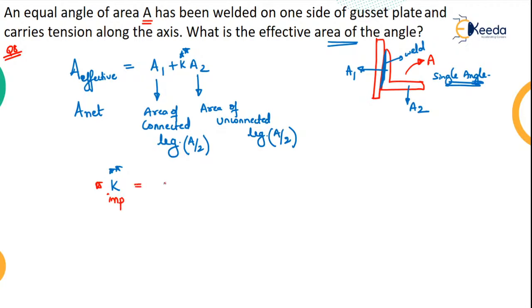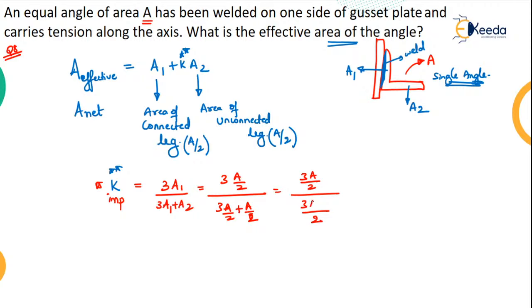So what will be K? K is equal to 3A1 by 3A1 plus A2. So 3 times A1, where A1 is A by 2. Again A2 is A by 2. So on simplifying, what will you get? 3A by 2. And here let us take 2 as LCM. So this will be 3A plus A, so this will be 3A by 2 whole divided by 4A by 2. This and this cancel, this and this cancel. You will have a value equal to 3 by 4. So how much is K? K is equal to 3 divided by 4.